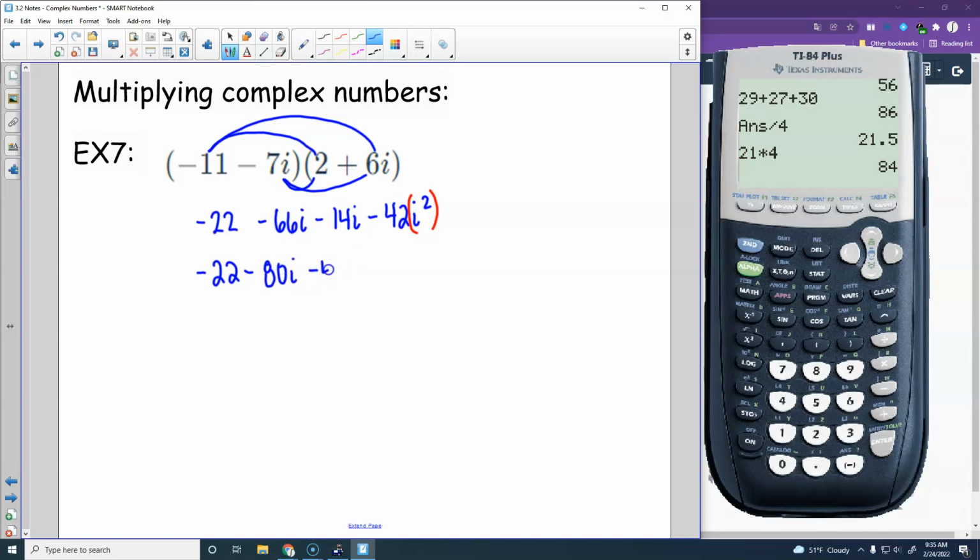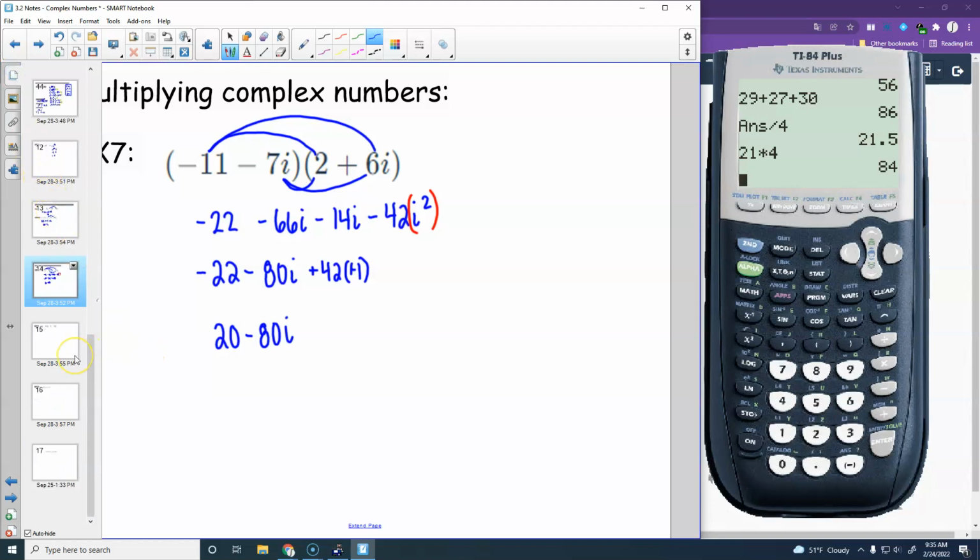So I could combine those middle terms, and I'll get negative 80I. And then I'll get negative 42 times negative 1, which, when I do negative times the negative, is going to give me a positive 42 there. So that would be 20 when I combine it with that negative 22. So I'd get 20 minus 80I. All right, we just got a few more questions on that one.